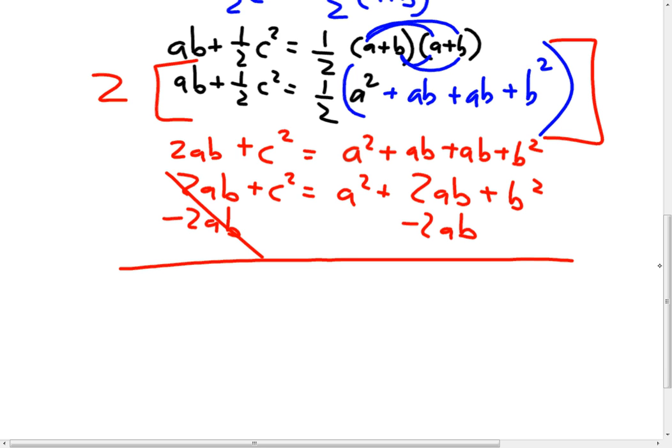He subtracted 2AB from each side, and he ended up with C squared equals A squared plus B squared. Oh, wow. That is a proof of the Pythagorean theorem. One of many. Courtesy of a former president of the United States. All he did was manipulate algebra until it came out.